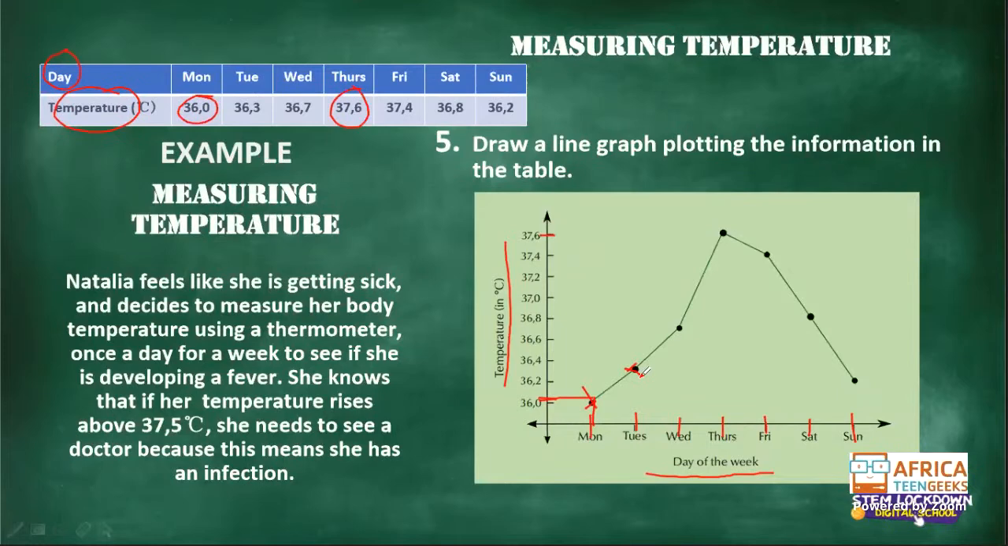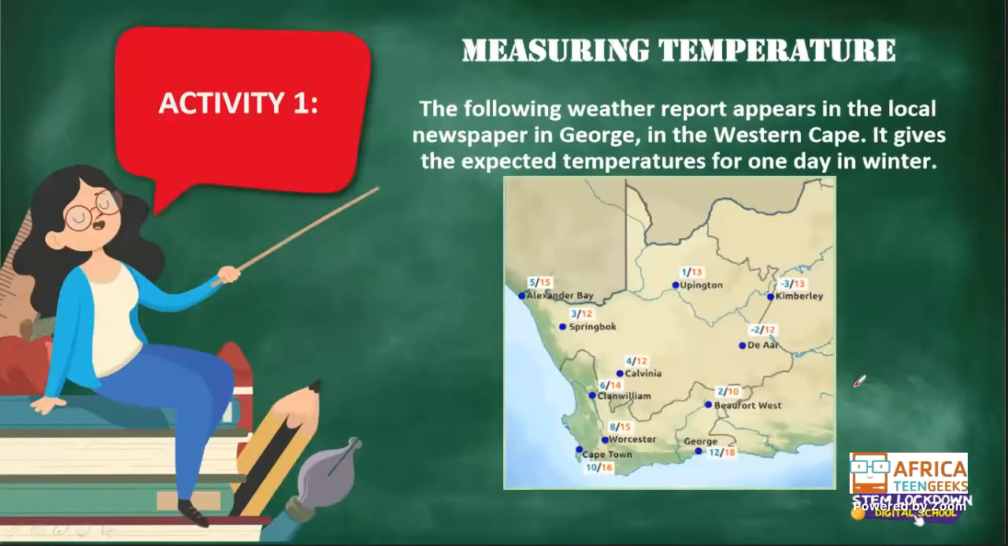Wednesday, 36.7. Thursday, there was a big spike in her temperature all the way up to 37.6. Friday, it came down slightly. And then Saturday, a big drop, so she must have started getting better. And then on Sunday, it was basically back to normal. Okay, so that is just a quick example. So let's work through some activities. This is where I want you guys to get involved and help me out so we can quickly do this.